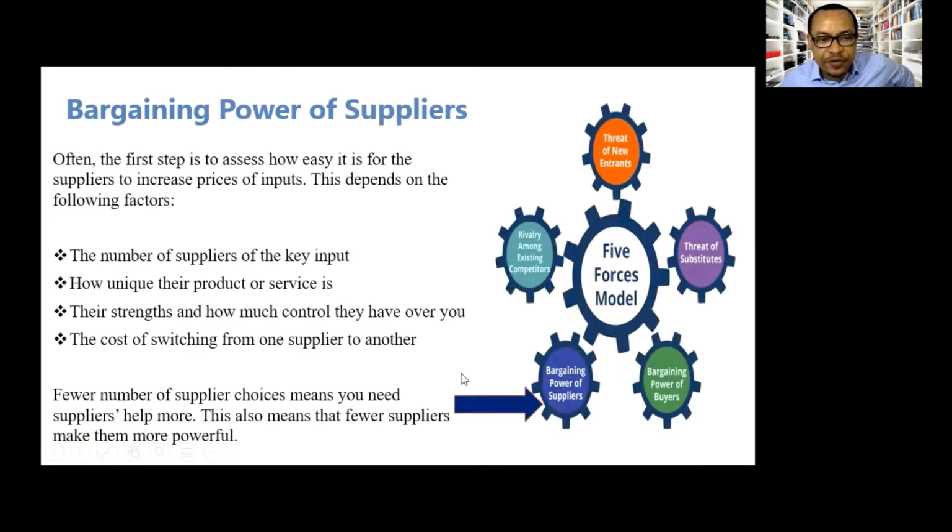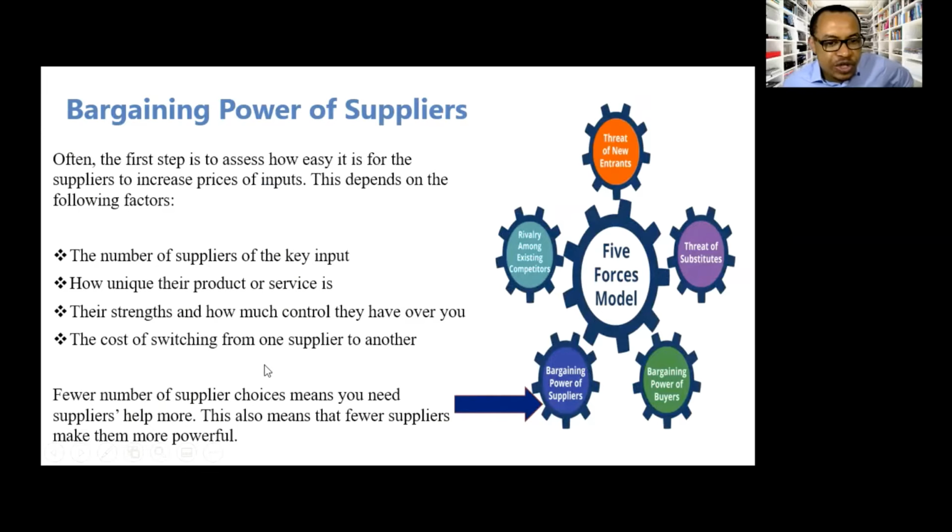Now assessing them one after another, starting from the bargaining power of suppliers, you are assessing the ability of your suppliers to increase the prices of the input you are using to produce your products and your services, which will depend on the number of suppliers supplying the key inputs, how unique their product or their service is, their strength and how much control they have over you, the cost of switching from one supplier to another.